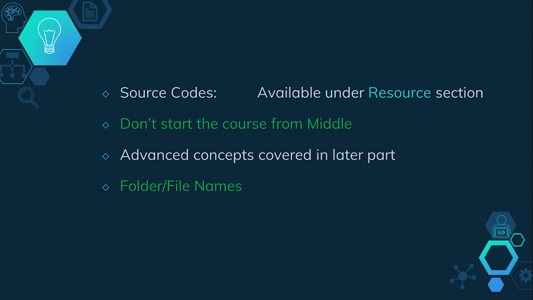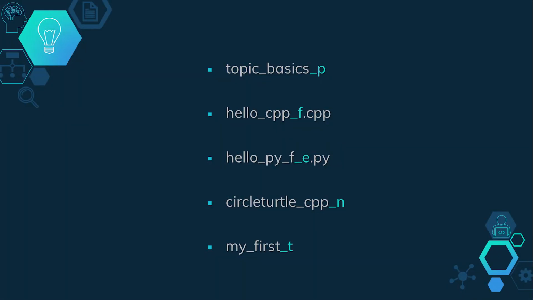In this course, we will be dealing with multiple folders and file names. To prevent any confusion, I have followed this naming guideline where _p refers to the package name, _f indicates the file name, _e means executable name, _n means node name, and _t means topic name, and so on. I recommend you to keep an eye when I am naming any folder or a file.